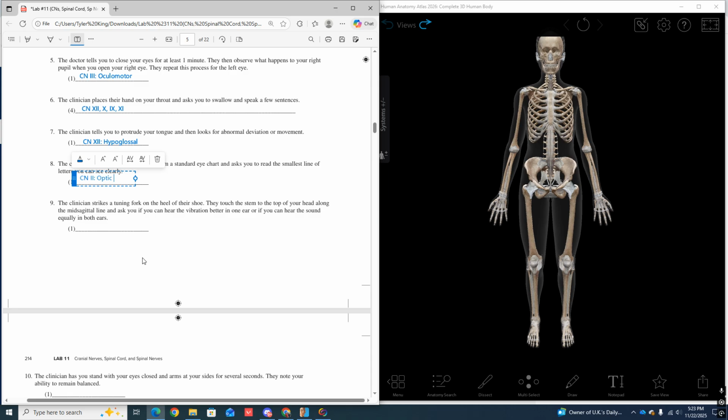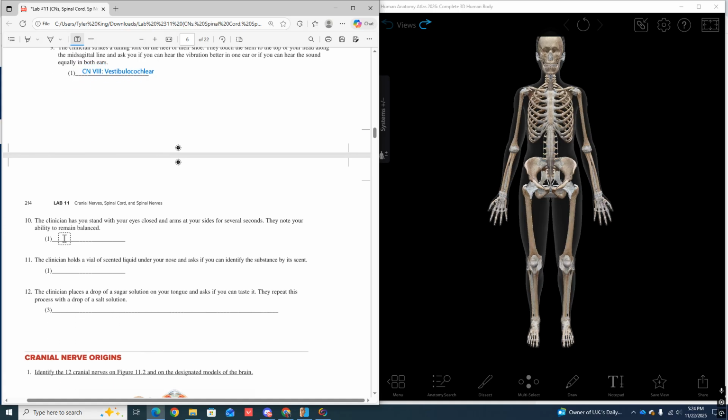Clinician strikes a tuning fork on the heel of their shoe. They touch the stem to the top of your head along your mid-sagittal line. Ask if you can hear the vibrations better in one ear and then both ears. So hearing, vestibular, cochlear. This is number 8, vestibulocochlear. Specifically testing the cochlear part. And the same thing here. Standing with your eyes closed, arms at the sides for several seconds. They are able to see if you're able to stay balanced. It's the exact same answer as the last one, except now you are testing primarily the vestibular part of the nerve.